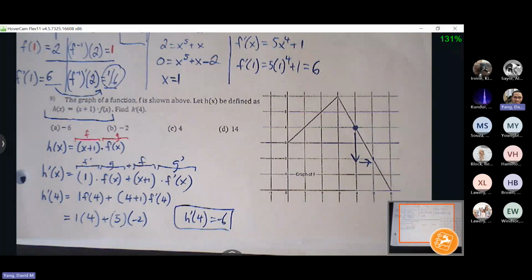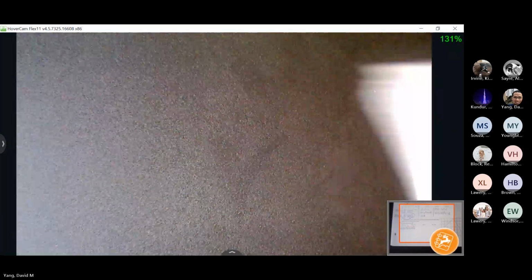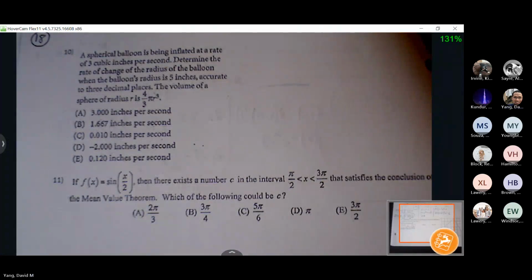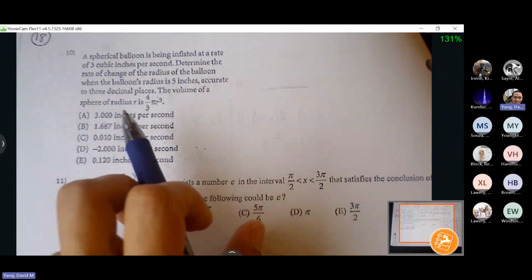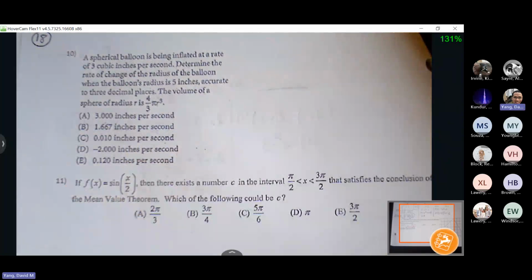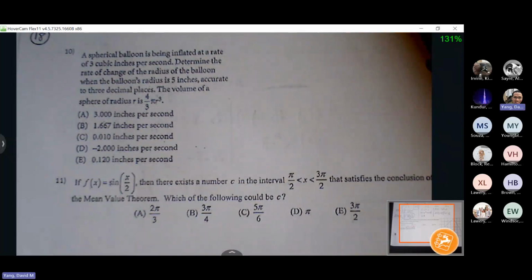Okay, number 10, page 18. A spherical balloon is inflated at a rate of 3 cubic inches per second. You see time involved here. It's like a word problem. You know it's going to be related rates. Determine the rate of change of the radius of the balloon when the balloon's radius is 5 inches.